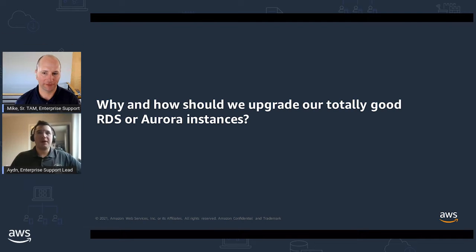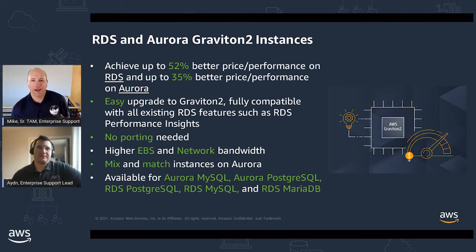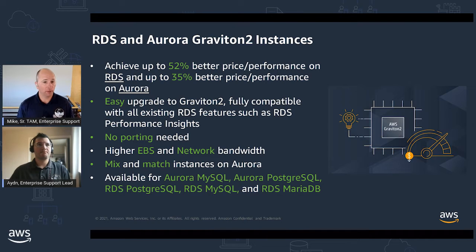Cool. So, Mike, why and how should we upgrade our totally good RDS and Aurora instances? I'm glad you asked, Aiden. These Graviton2 instances for RDS and Aurora, for RDS specifically, give 52% better price performance against the previous generation of instances in RDS. And for Aurora, you can expect around 35% better price performance. Upgrading allows customers to get higher EBS and network bandwidth with just a few clicks in the console to be able to do this upgrade. The path to upgrade is really, really simple, and we'll show it in our demo today. And all the existing RDS features are supported in Graviton as well. You can mix and match in Aurora and be able to use different classes in Aurora. And this is available for Aurora MySQL, Aurora PostgreSQL, RDS PostgreSQL, RDS MySQL, and RDS MariaDB.